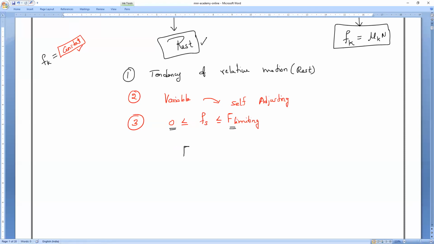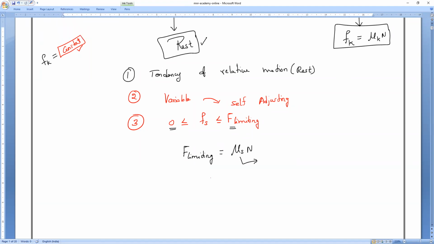So what is this limiting friction? F limiting is equal to, observe the formula, mu s into N. Here mu s is the coefficient of static friction. N means what? We all know. What is the N, all of you? Normal. Yes, so normal reaction.